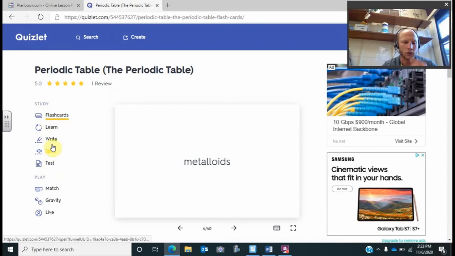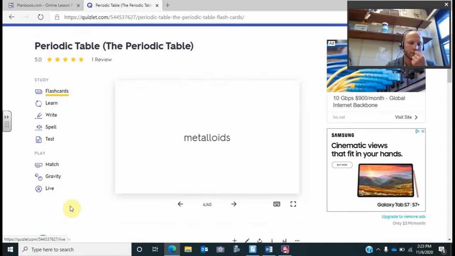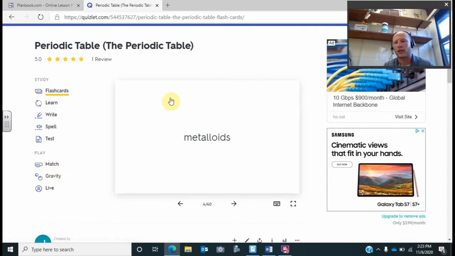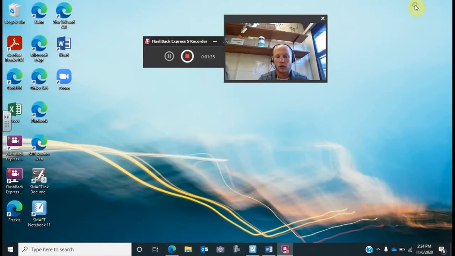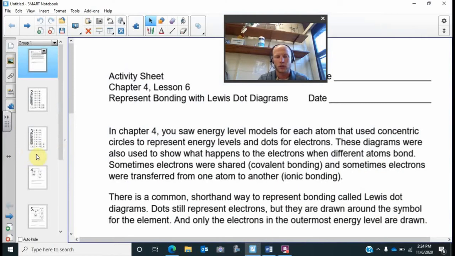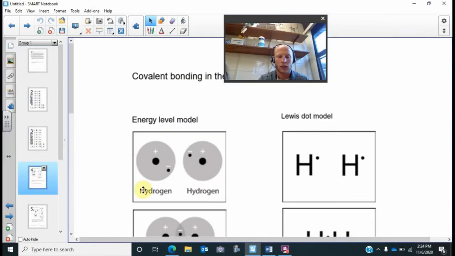You can take a test, you can do spelling, you can do writing, you can do math, you can do gravity and stuff like that. You can do any of these games, and there are 40 total questions, and they mix and match them in order for you to be able to answer them in different ways. So that just makes studying a little better. So there's that.